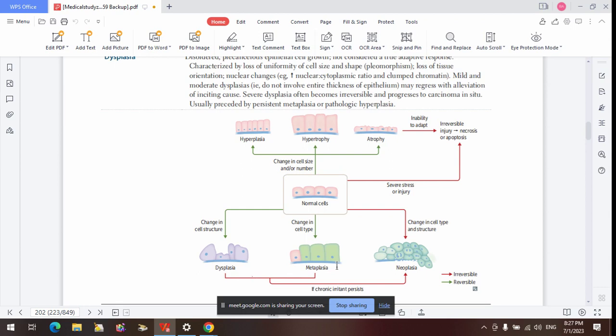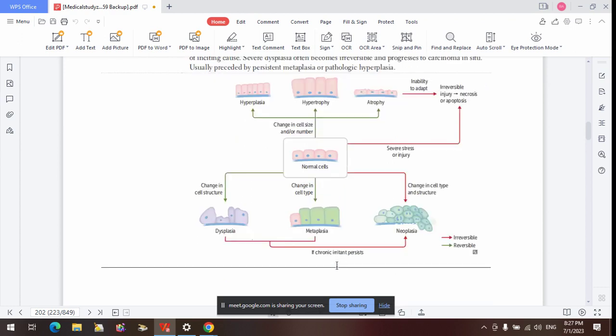And the progression actually depends on how persistently you are exposed to the stressor. So if there's a background hyperplasia or metaplasia and the person is still getting exposed to what is causing the metaplastic or hyperplastic change, it can progress to dysplasia, and dysplasia can get to cancer.